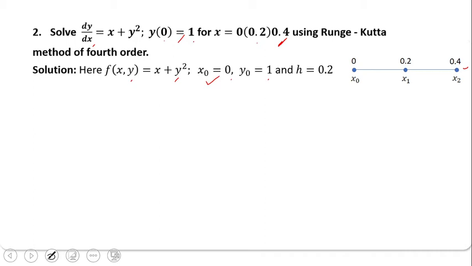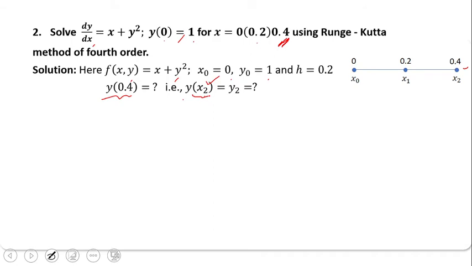Now here observe that we have to find the value of y at 0.4. So if you replace 0.4 by its equivalent notation x2, then in place of y at 0.4, we have to find the value of y at x2. We know that y at x2 is denoted by y2. So we have to find the value of y2.